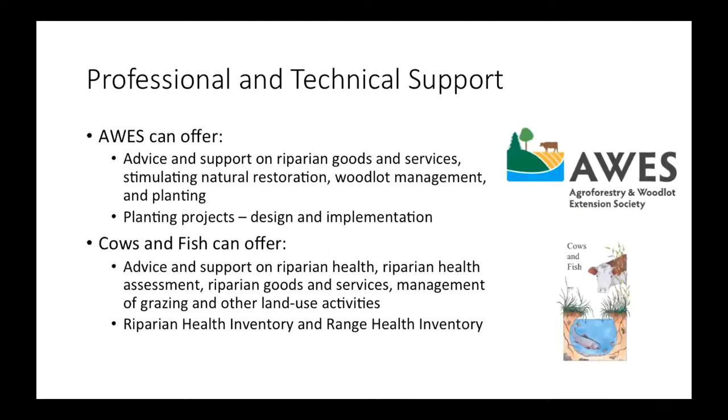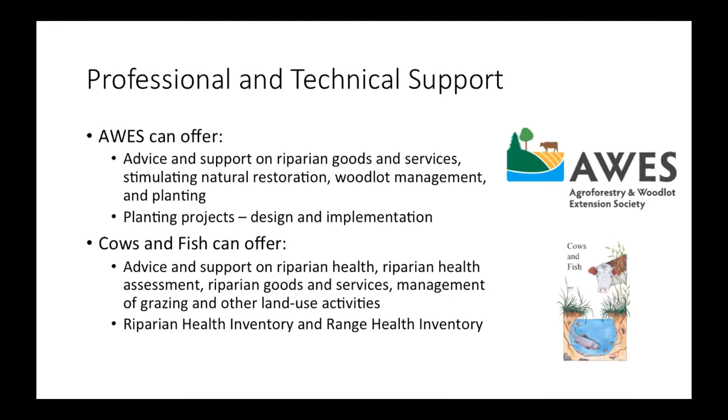And then you can also, of course, just talk to us, Oz and Cows and Fish, for different funding opportunities. We often have links to them or know of grants that might be available and relevant for your projects. In addition to that, we can offer various technical support on the stuff that we presented on during this course. So riparian goods and services for Oz, how to stimulate natural restoration, woodlot management and planting. And if you're looking at doing a larger planting project and need help, we can help with the design and implementation of it. So we can provide advice and guidance from the outside, or we can get involved and get our hands dirty and actually help you do it. We work with professional planters to get the job done.